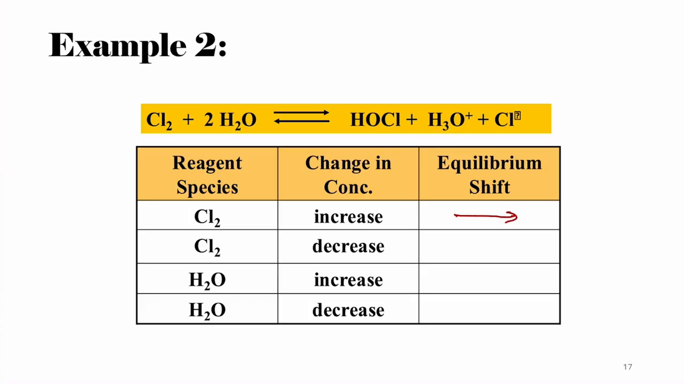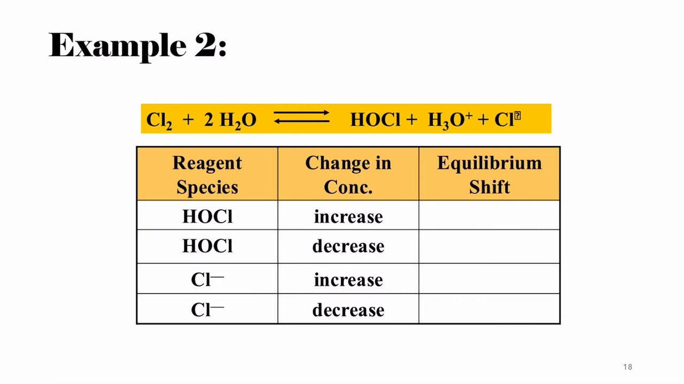What about if we're decreasing the concentration of chlorine? Left or right? That should shift to the left, because if we're draining Cl2 here, the reaction is going to flow in that direction to fill up that drain. So that should be moving to the left. And what about water? If we're increasing the concentration of water, that should move to the right again. And what if we're decreasing the concentration of water? That should move to the left, right? Because we're draining the water, the reaction is going to flow to make more of that water.